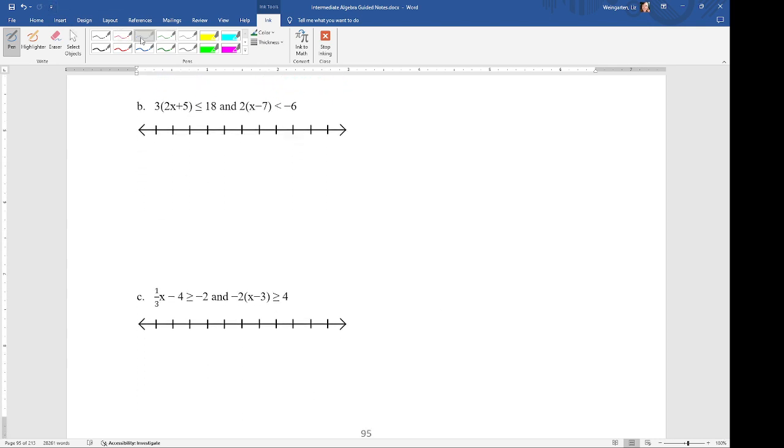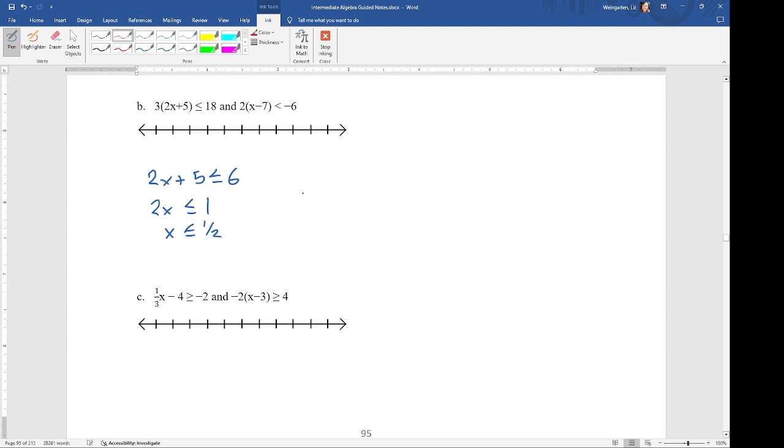There are a couple of ways we could approach this one, but the way I'm going to do it is instead of distributing that 3, I'm going to divide both sides by 3. So we get 2x plus 5 is less than or equal to 6. Subtract 5 from both sides. 2x is less than or equal to 1. Divide both sides by 2. x is less than or equal to 1/2.